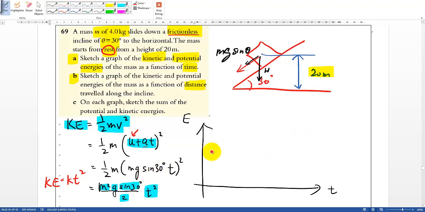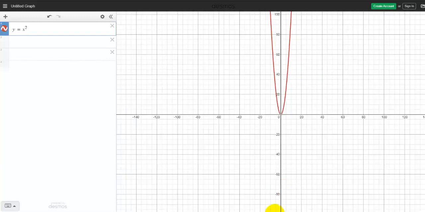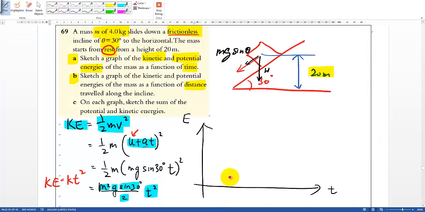So if you don't know how to plot this, you can use your graphical calculator, or you just revise your maths, or you can go online to find a website like this one. And so you can see how it looks. Basically it's a curve that increases with an increasing slope like this. Okay, so that is how you should be drawing here. So that will be the Ke.